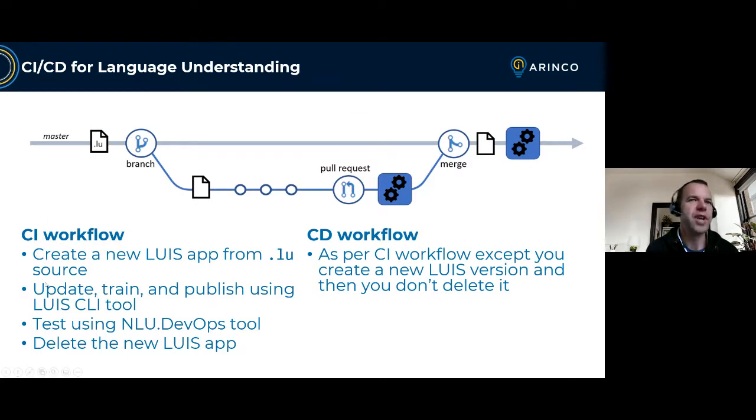You can create a LUIS app using a source file known as LU or LUDown, that basically contains the language that you want LUIS to understand for you. You can then update and train and publish your LUIS application using the LUIS CLI tool that's made available by Microsoft. You can then test what you've published to LUIS using another Microsoft provided tool called Natural Language Understanding.devops. And then once that's all done as part of a kind of CI build and test, if you will, you can then delete that LUIS application.